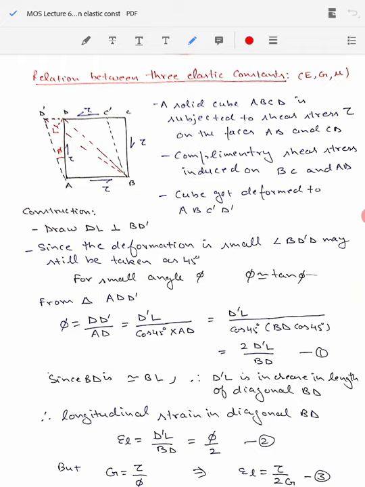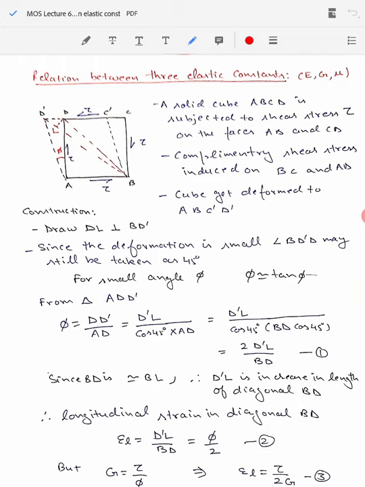So because of the application of the stress on the sides AB and CD, there will be complementary shear stresses produced in the perpendicular sides of the cube, that is BC and AD. So you have the same amount of stresses, but the direction of rotation of them will be different. So there will be complementary stresses on this.